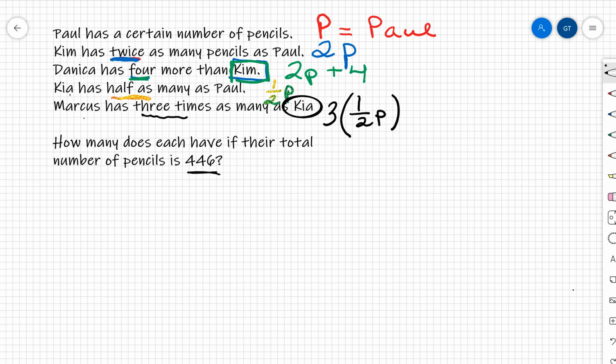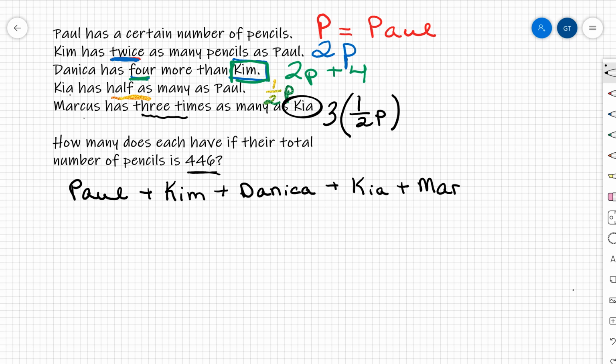So let's do that. I'll write it out as a sentence: Paul plus Kim plus Danica plus Kai plus Marcus, and they have a total of 446 pencils. All right, so what we're going to do here is take each one of these and substitute in their values. So Paul was just the letter P.